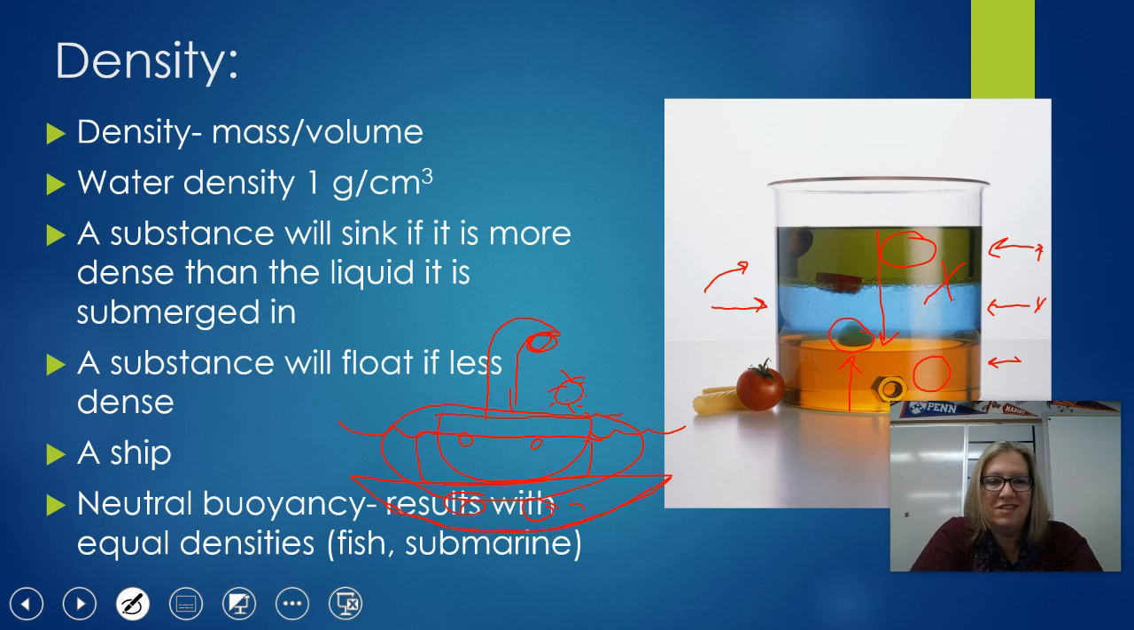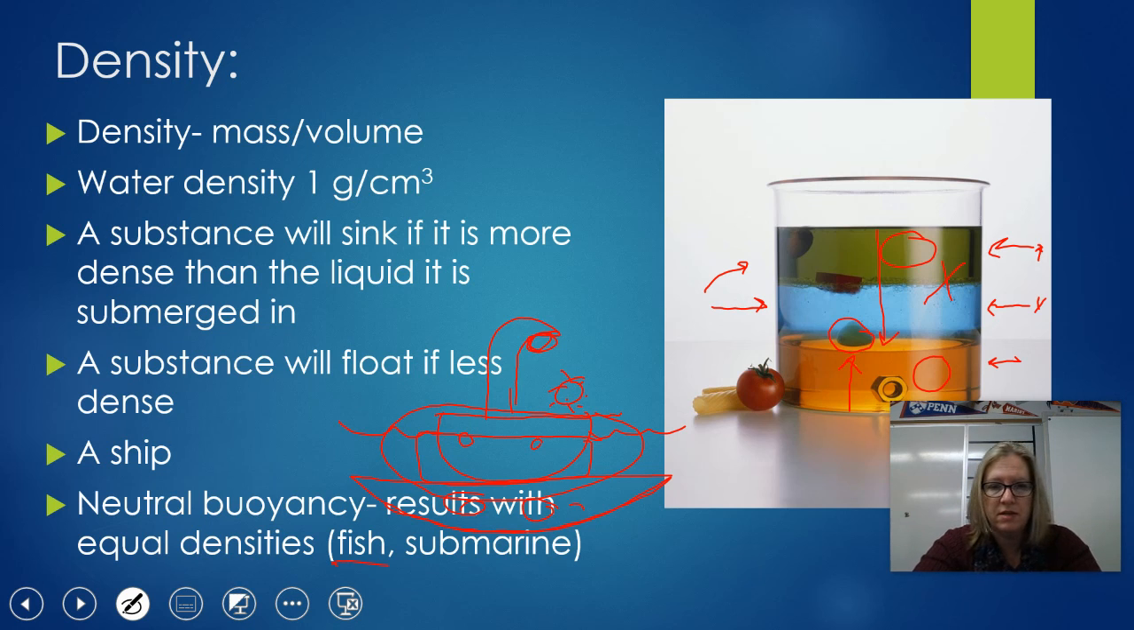We get this thing known as neutral buoyancy, and that's kind of the middle ground between sinking and floating. Neutral is neither sinking nor floating. So neutral buoyancy results with equal densities. And we see this in nature with fish. They have a swim bladder, and so they will change their density. If they want to swim deeper, they will increase their density, less air in the swim bladder so that they can dive down more. If they want to go up higher, they'll increase the amount of gas in that swim bladder, decreasing their density so they go higher.